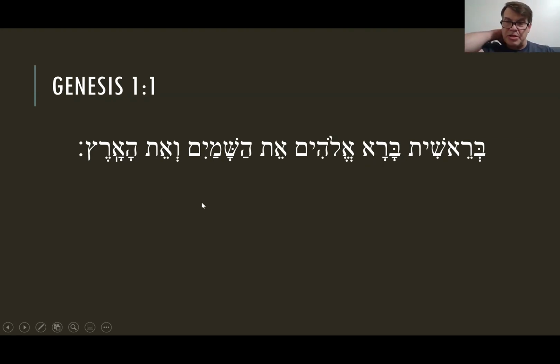That's the normal translation. However, it could be translated when or in the beginning of God created the heavens and the earth. The difference is one of whether this is a standalone verse, in the beginning God created the heavens and the earth, period, or whether this actually needs to be connected to the next verse, in which case we translate something like, when God began to create the heavens and the earth, it was formless and void and empty.